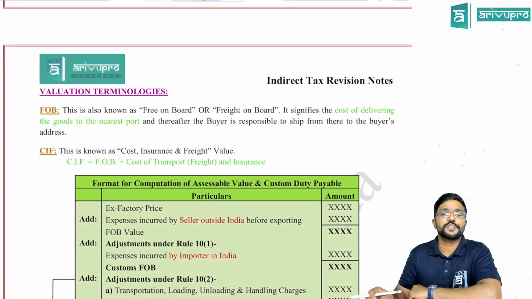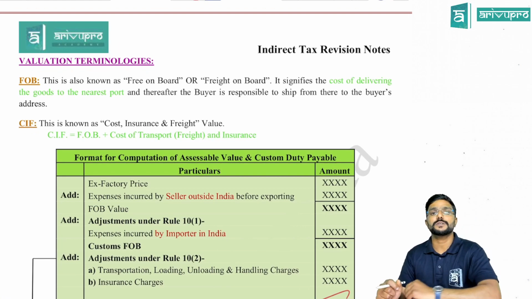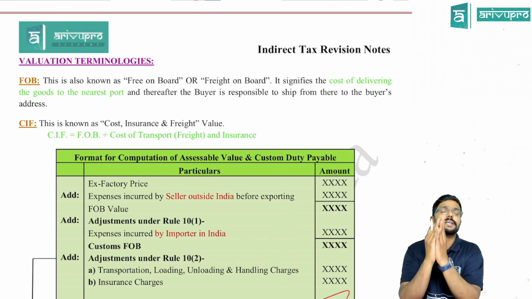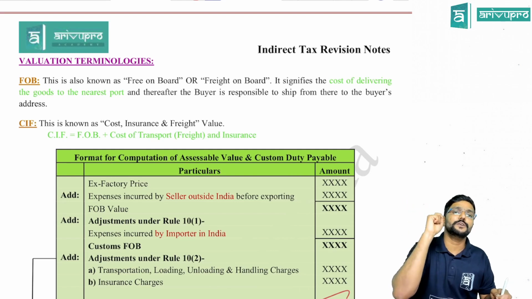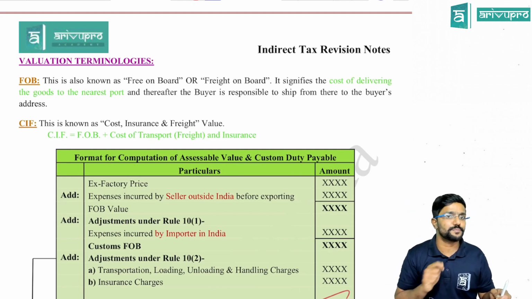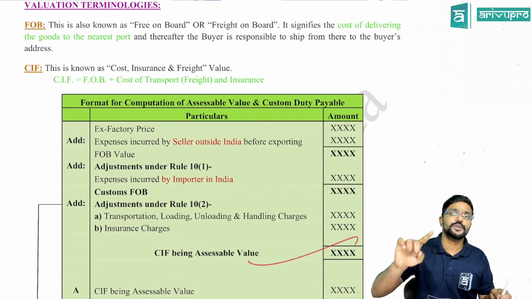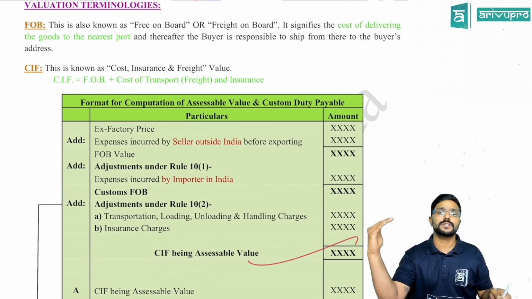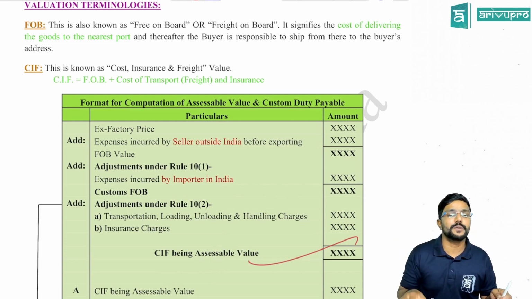Valuation terminologies, FOB value. This is important in the case of export of goods. This is the value of the goods at the time of exportation, when the goods are exported out of India. On this value, the export duty would be levied on the exporter. Whereas when it comes to import, CIF, which includes insurance and freight cost, is the value of the goods when it is coming to India, on which import duty would be levied.